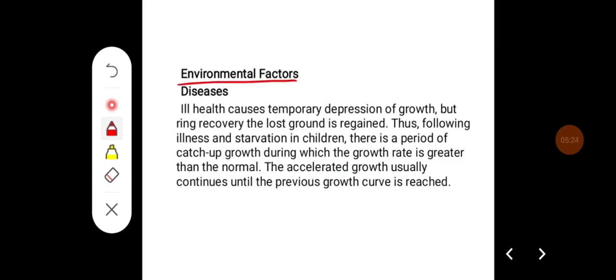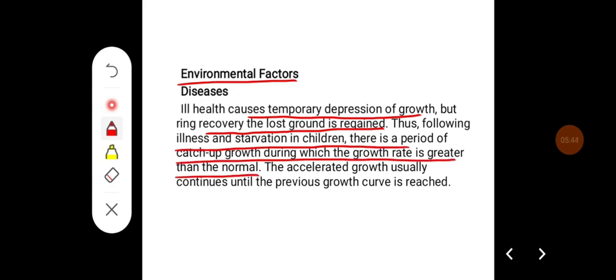Environmental factors also play an important role, like diseases. Ill health causes temporary depression of growth, but the loss is also regained. Thus, following illness and starvation in children, there is a period of catch-up growth during which the growth rate is greater than the normal. The accelerated growth usually continues until the previous growth curve is reached.